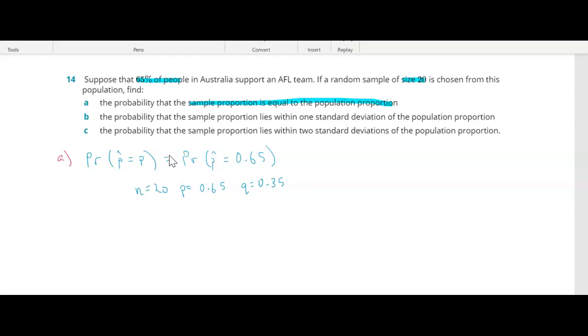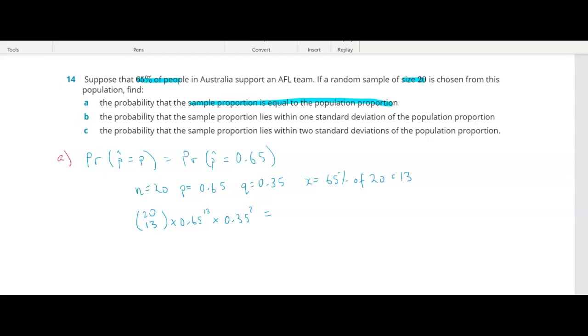Sorry, I just realized we have to find X as well, so how many we want. We want 65% of 20, and 65% of 20 is 13. So we're going to have 20 choose 13. Using the binomial distribution, probability of success is 0.65, choose 13, and then we're multiplying it by 0.35 to the power of 7.